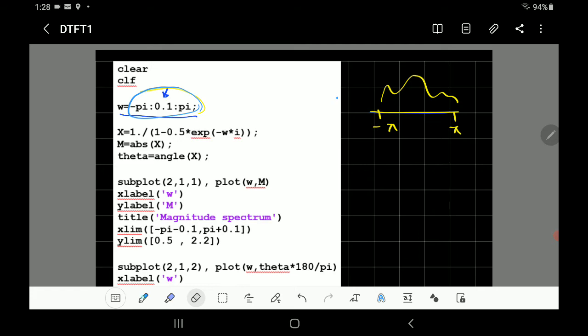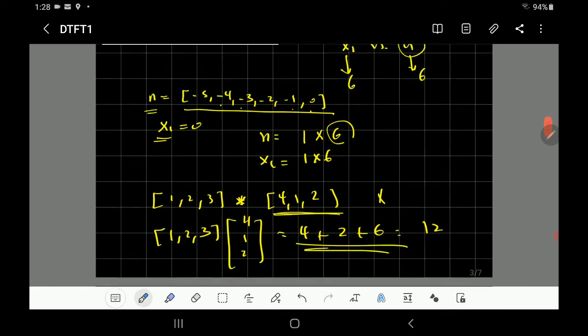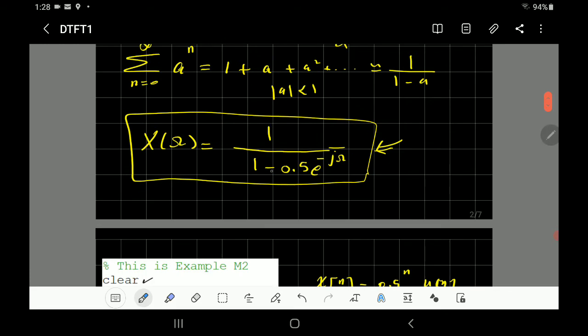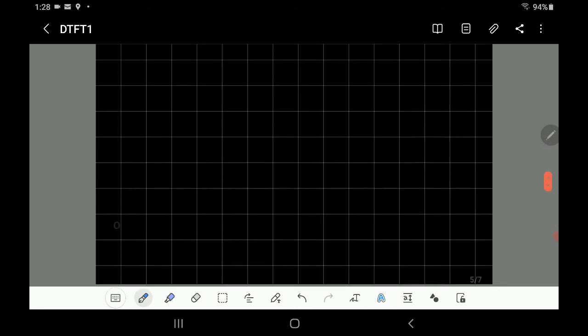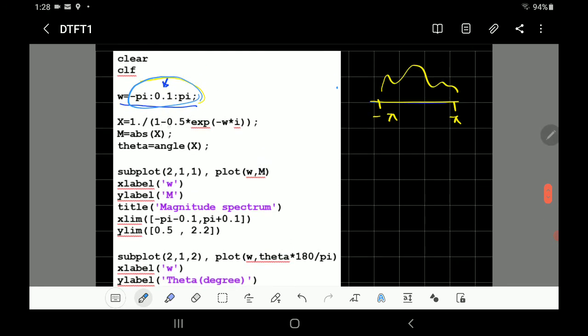It is repeated. All right, so now I want to find X of omega. If you remember, let me show you. That's the X of omega we got: 1 over 1 minus 0.5 e power minus j omega. So that's what we are going to write in the program: 1 minus 0.5 exponential minus omega times i. Here i means j, the imaginary part. So I just type the expression.